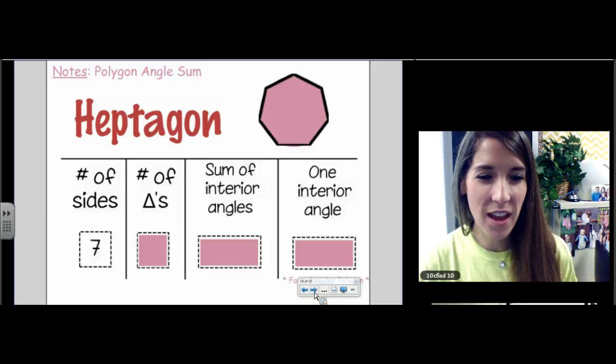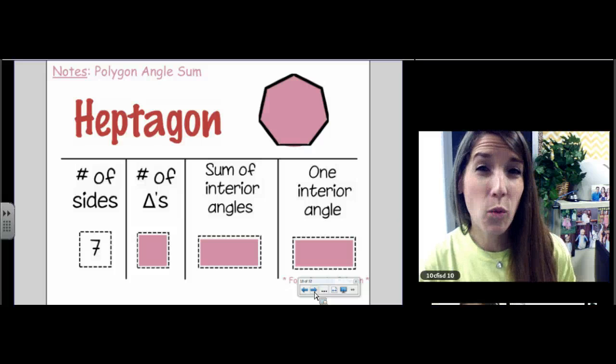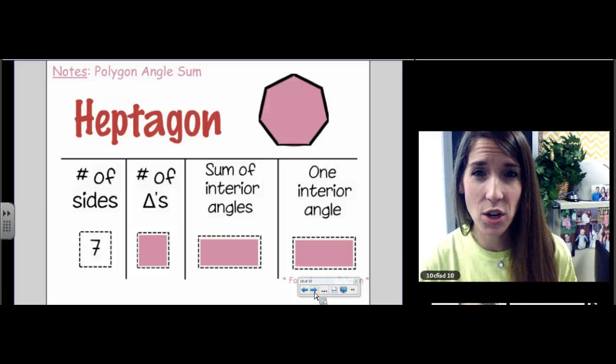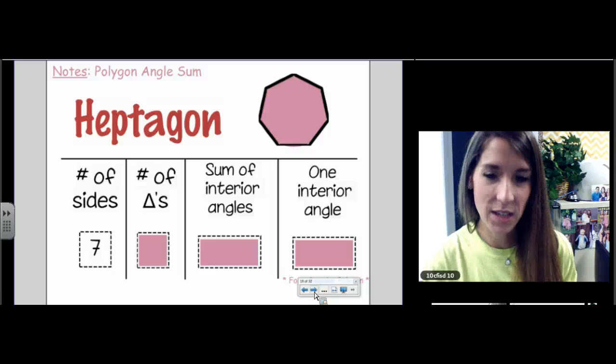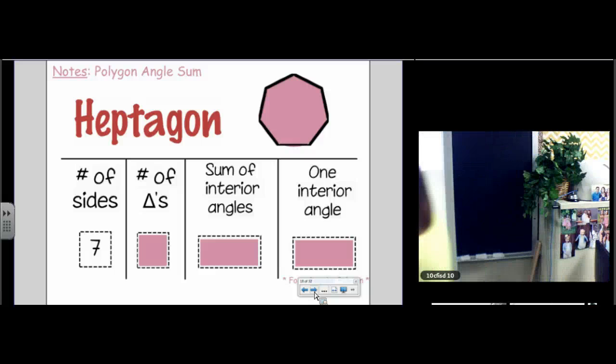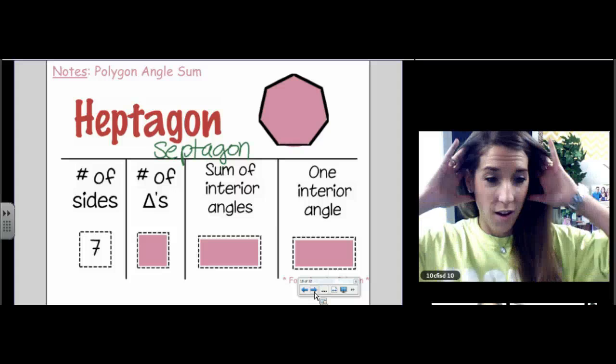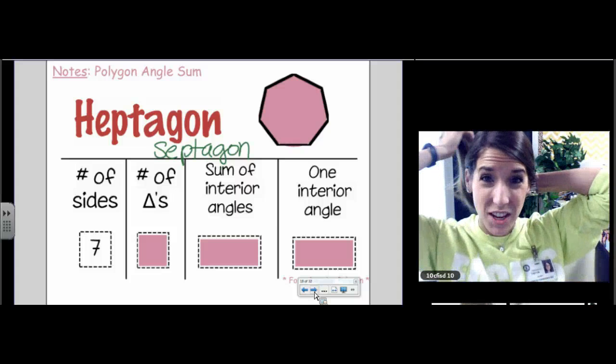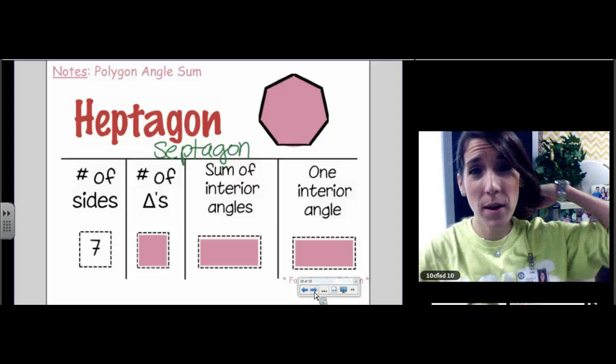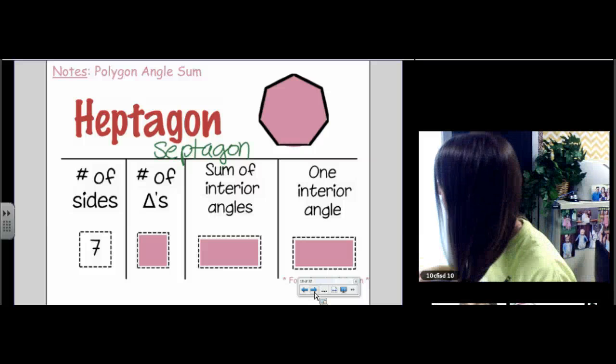Heptagon. Did y'all know that a 7-sided figure is called a heptagon? It actually has 2 widely accepted names. Do you know what it's also called? A septagon is the other accepted name. Hepta or septa. So you do need to know both of those. For the quiz on Monday, you need to know this vocab. So you have a little bit of work to do over the weekend, okay?